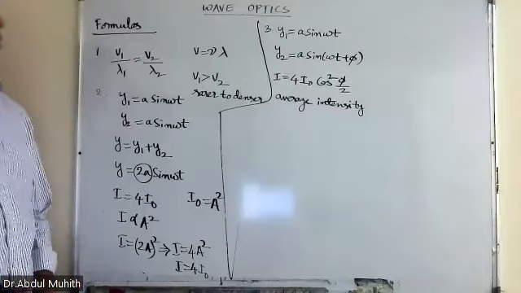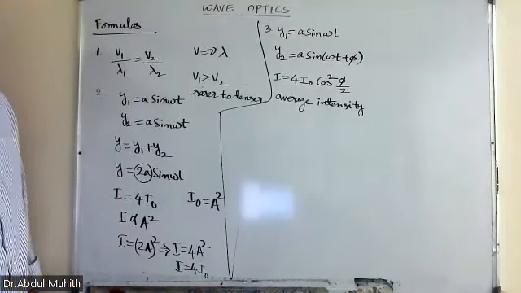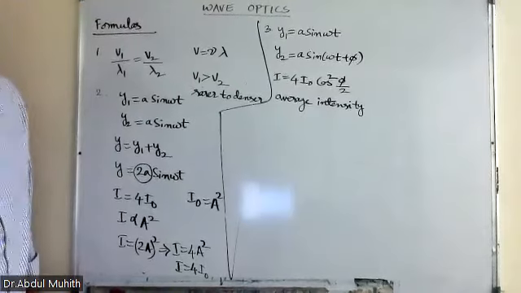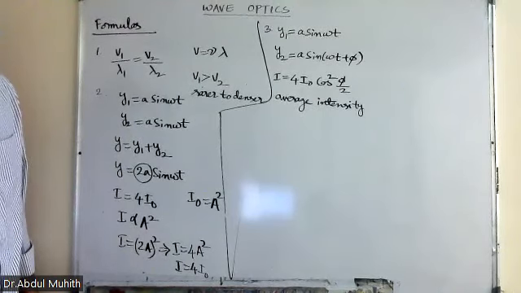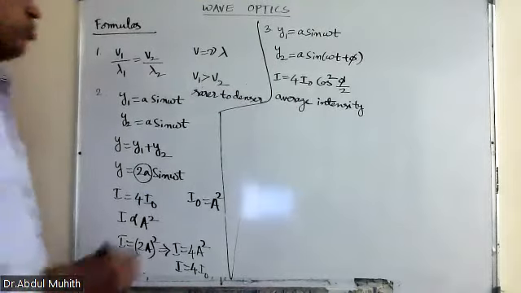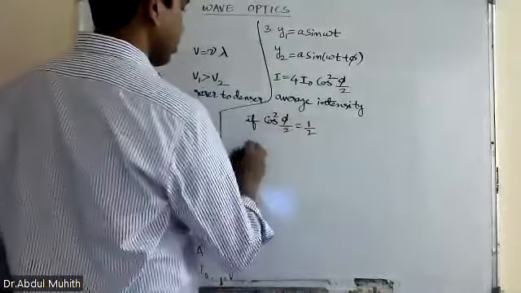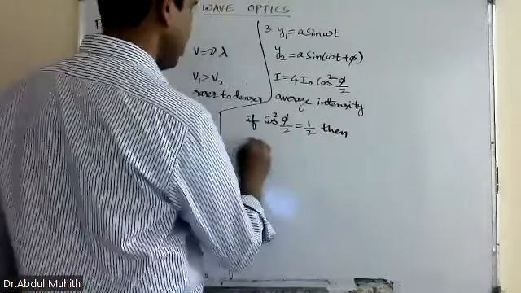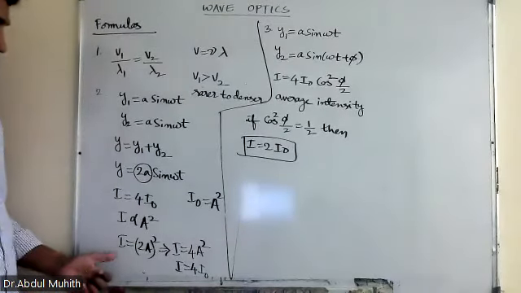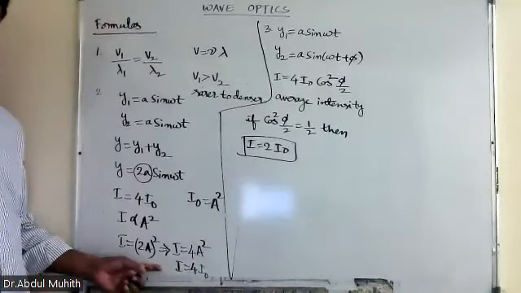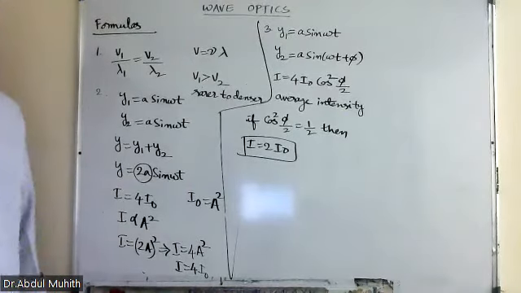Yes, sir. Now, next is the third one. Y1 is equal to A sin omega t, Y2 is equal to A sin omega t plus phi. So we get the average intensity. If cos square phi by 2 is equal to 1 by 2, then I will be equal to 2I naught, which is also known as average intensity. This is for the average intensity, and this is for the maximum intensity. Average intensity, maximum intensity, and minimum intensity is 0. Is that clear? Minimum intensity is 0.